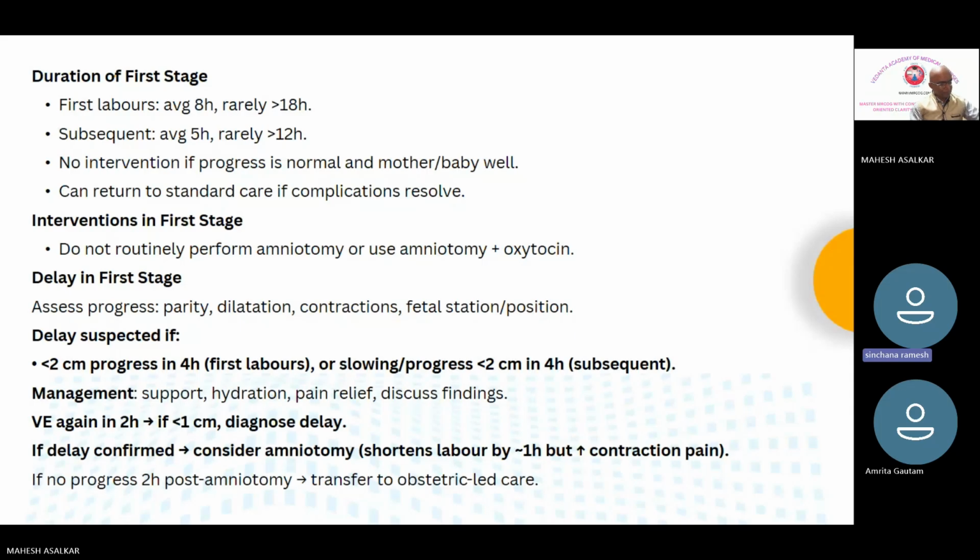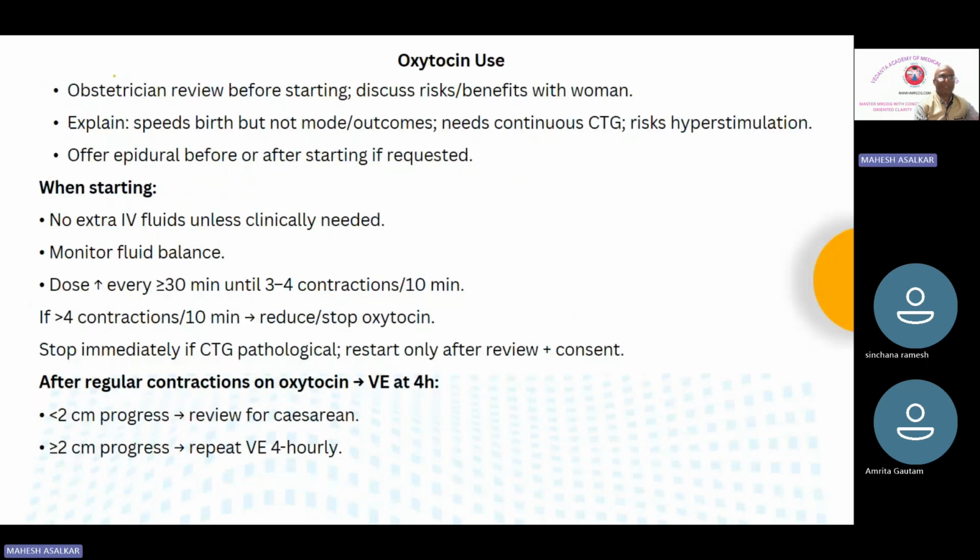If the progress is less than 2 centimeter in 4 hours, or there is slowing, less than 2 centimeter in 4 hours subsequently, it is suspected as delay. Again, we'll repeat the vaginal examination in 2 hours. If the dilatation is less than 1 centimeter, diagnose the delay and go ahead with amniotomy. Once amniotomy is done, if there is no progress in 2 hours, then we'll transfer her to obstetric-led care. And if she is in the obstetric unit, then there will be senior review for oxytocin use.